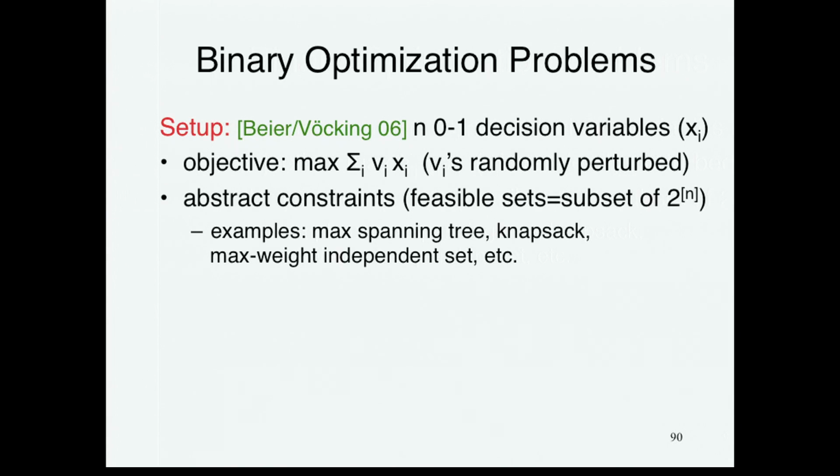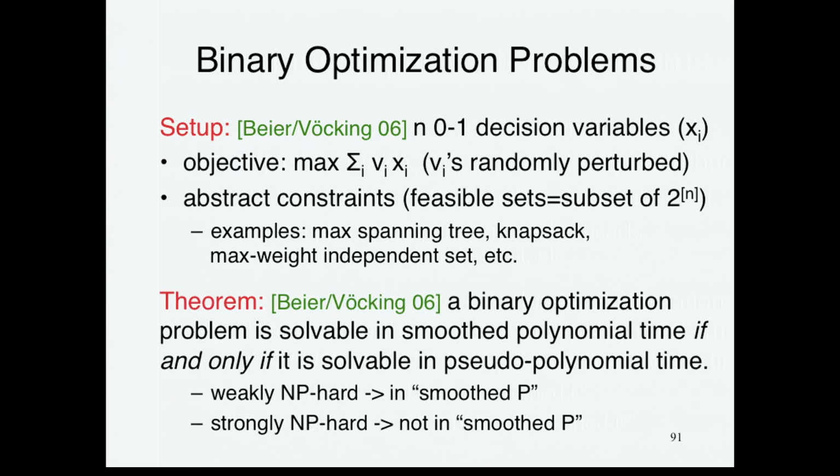So Beier and Vöcking give an if and only if characterization for which binary optimization problems have polynomial smooth complexity, i.e. admit an algorithm with smooth polynomial running time. What is the characterization? A binary optimization problem is in smooth polynomial time if and only if it can be solved in pseudo-polynomial time.